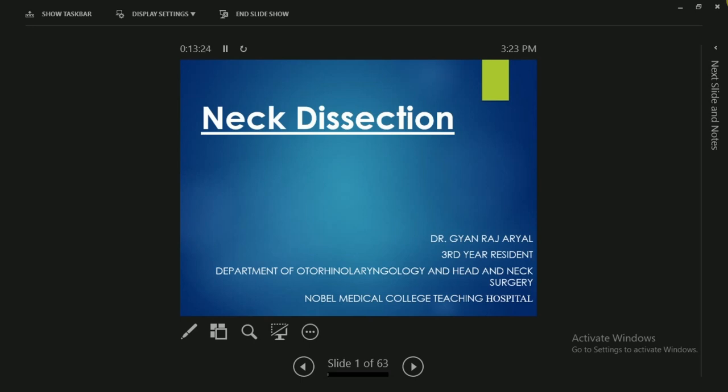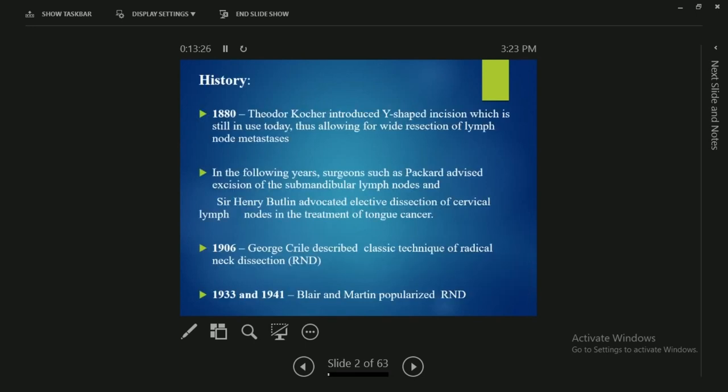Today I am going to present on our topic, neck dissection. History of neck dissection: in 1880, Theodor Kocher introduced the Y-shaped incision, which is still in use, thus allowing for a wide resection of lymph node metastasis. In the following years, surgeons such as Parker advised excision of the submandibular gland, and Sir Henry Butlin advocated elective dissection of the cervical lymph nodes in the treatment of tongue cancer.